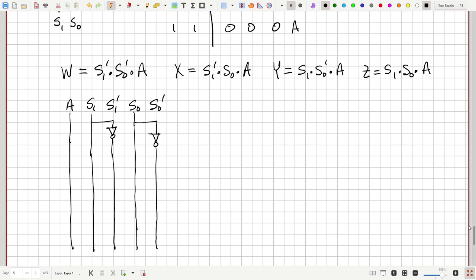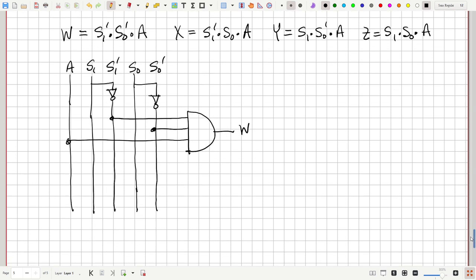And for W, we're going to have a 3-input AND gate. So let's see. The first input is going to be not S1. Over here to not S1. The next input is going to be not S0. And the third one's going to be A. So there would be your 3-input AND gate for W.